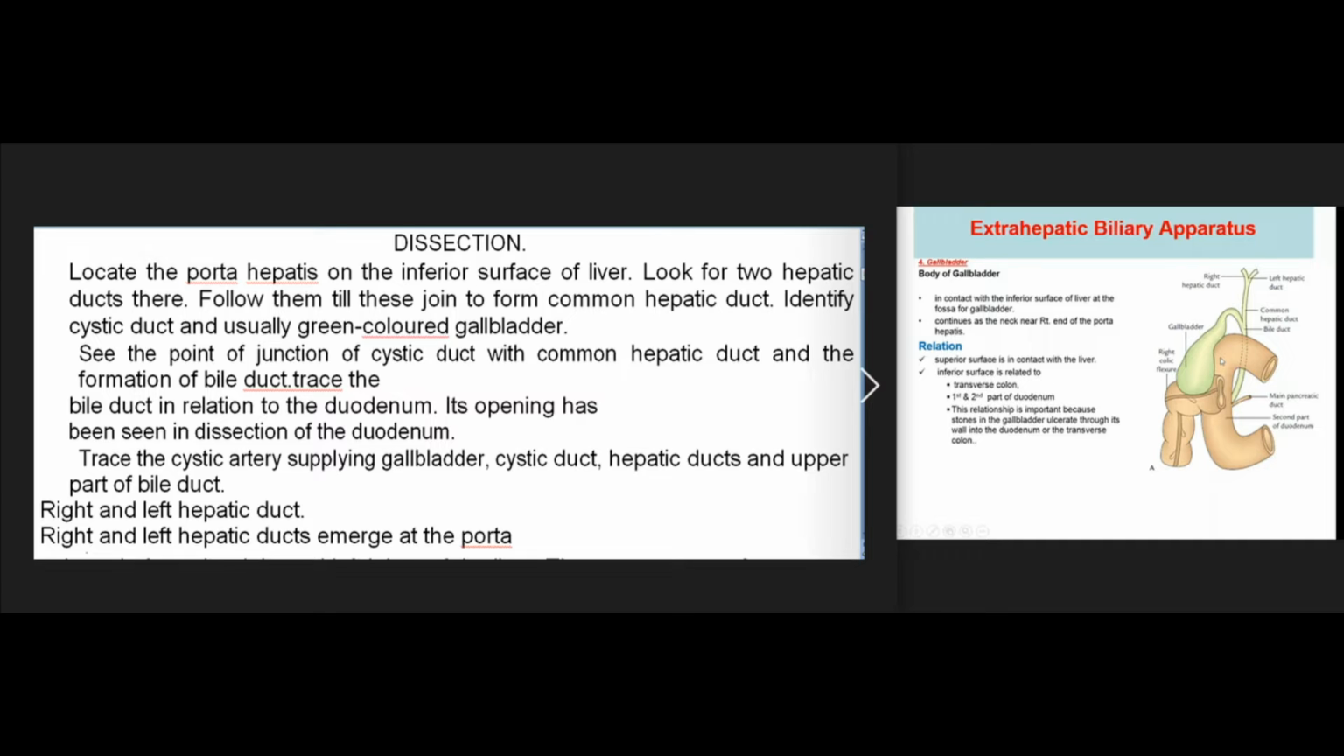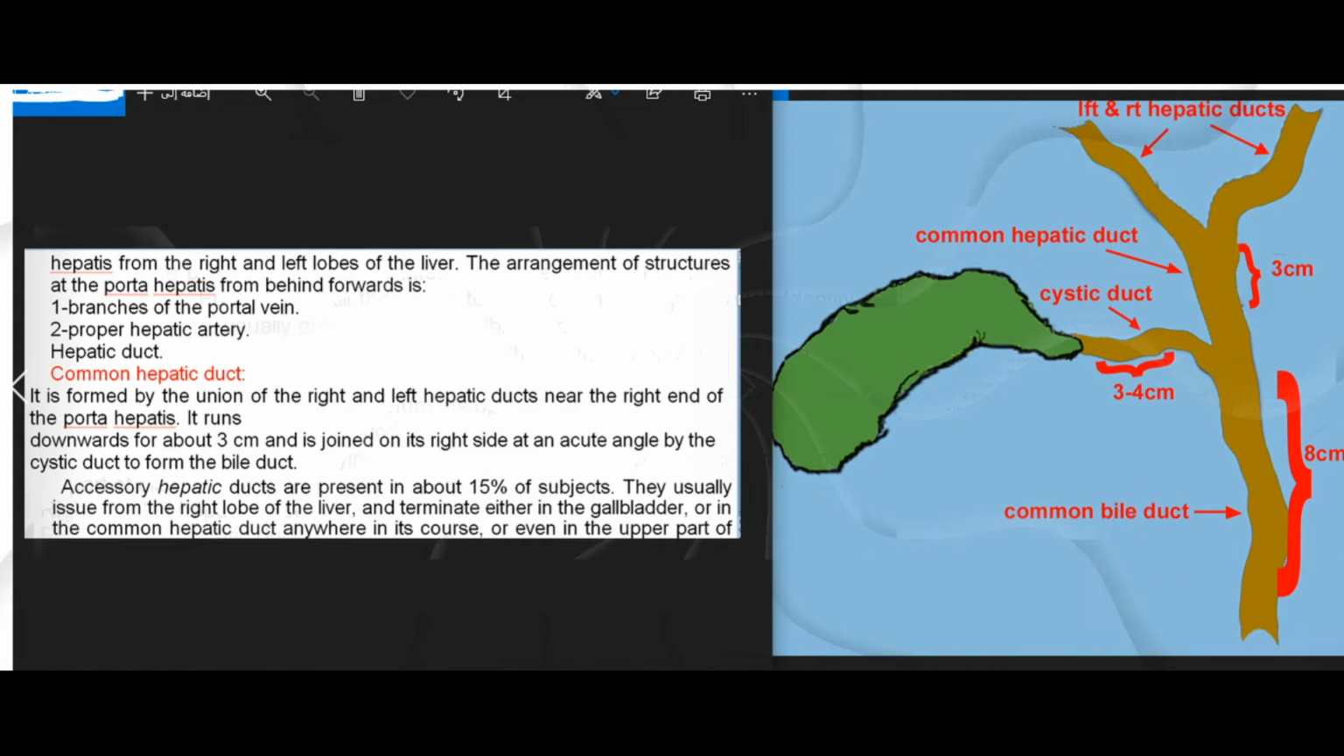Right and left hepatic duct. Right and left hepatic ducts emerge at the porta hepatis from the right and left lobes of the liver. The arrangement of structures at the porta hepatis from behind forwards is: 1. Branches of the portal vein. 2. Proper hepatic artery. 3. Hepatic duct.